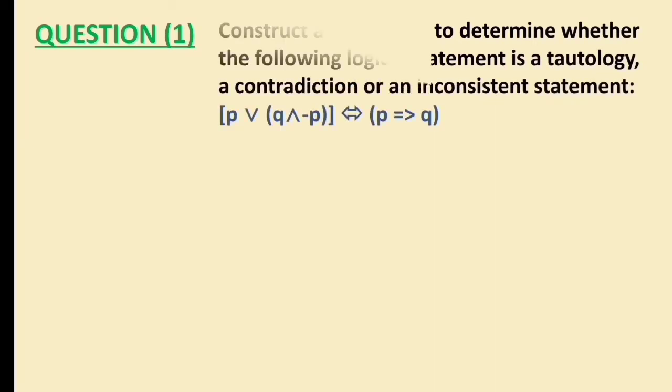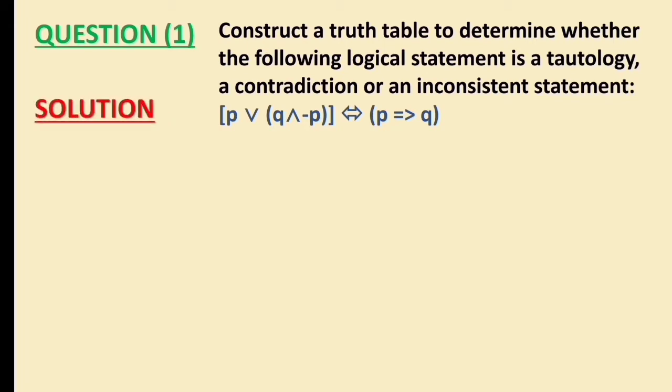Now let's take some questions. Question 1. Construct a truth table to determine whether the following logical statement is a tautology, a contradiction, or an inconsistent statement. The logical statement is P or in bracket Q and negation P, close in a big bracket, is equivalent to P implies Q. Let's see the solution to question 1.